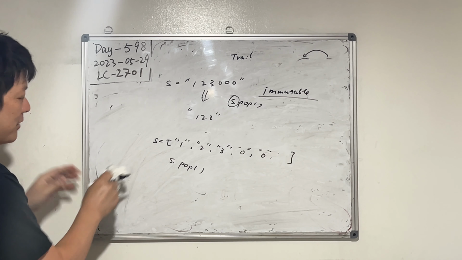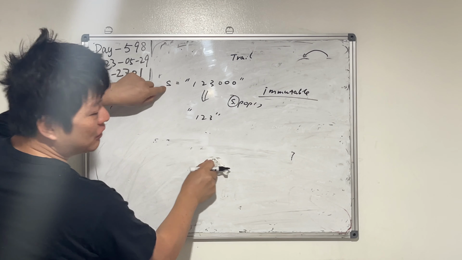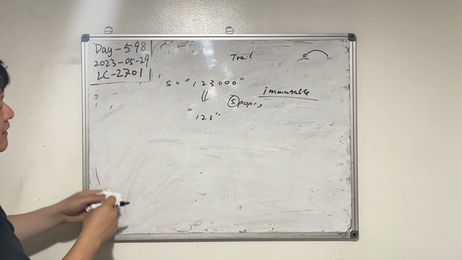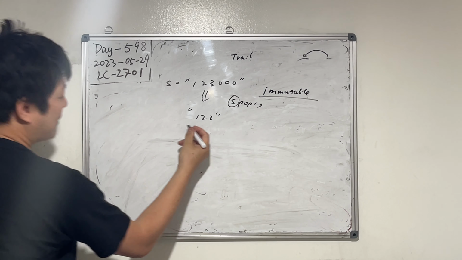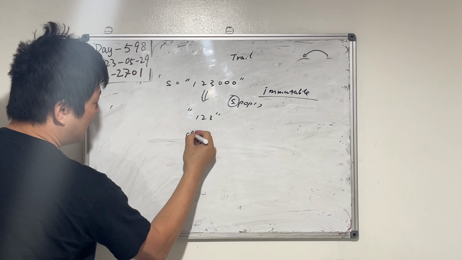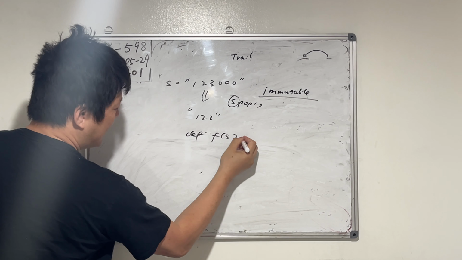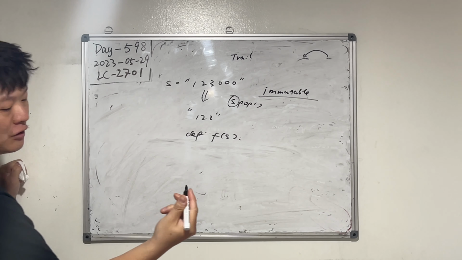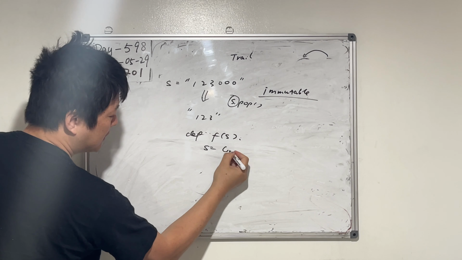So how can we do this? First of all, we change it to a list, and then we convert it back. So define f as, the s we change to a list. s equals list of s.